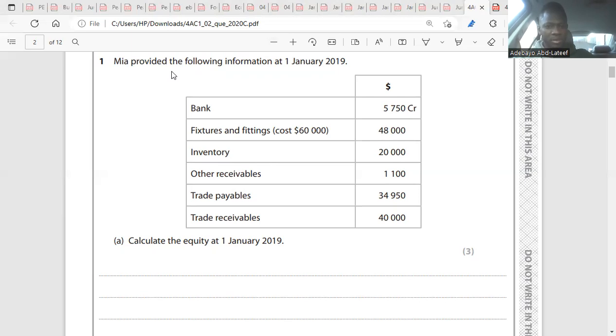Are you with me, please? So we have 48,000 plus inventory. We're talking about the stock of the business, 20,000, plus other receivables, 1,100. When we talk about other receivables, we're talking about what the customers are owing the business. I'm going to write the note for you anyway. Then the last one we have is trade receivables, which is 40,000. So this is the total of all assets, which is 109,100.